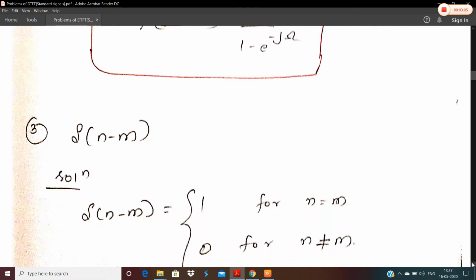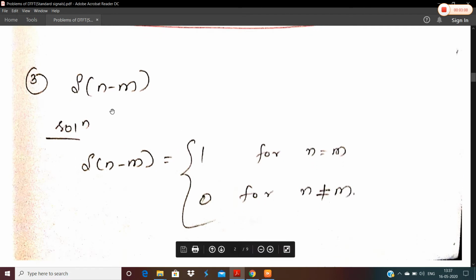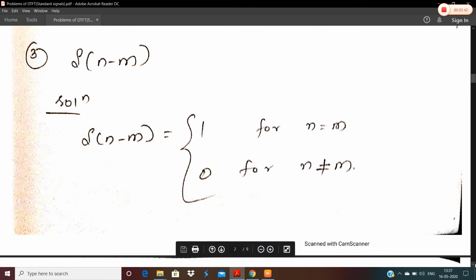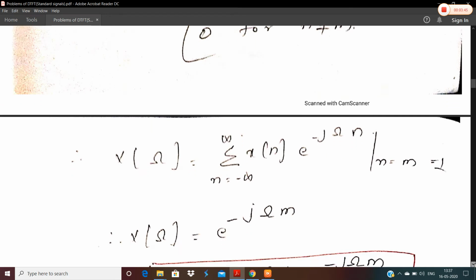Now moving on to the third question, that is find the DTFT of delta of n minus m. This is actually a shifted impulse function, and we know that the function delta of n minus m indicates that the value of x of n is equal to 1 when n is equal to m. We know that when it is delta of n, it is equal to 1 for n is equal to 0. So here it is the shifted form of delta function. Hence delta of n minus m will have value equal to 1 for n is equal to m, and the value is equal to 0 for all other values of n which is not equal to m.